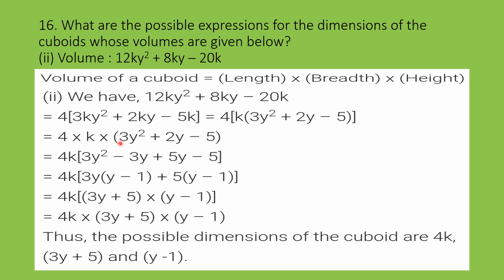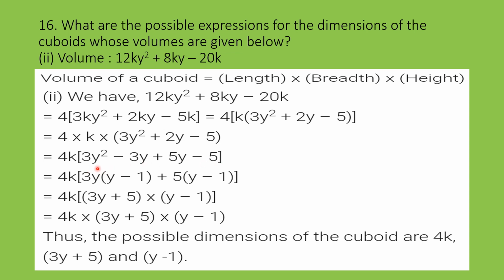Now in the bracket you are having a quadratic polynomial. So you can factorize it by splitting the middle term. That is, you have to find two numbers such that the sum of the two numbers is plus 2 and the product of the two numbers will be 3 multiplied by minus 5. So you are getting the two numbers as minus 3 and plus 5. So you can rewrite the bracket as 3y square minus 3y plus 5y minus 5.